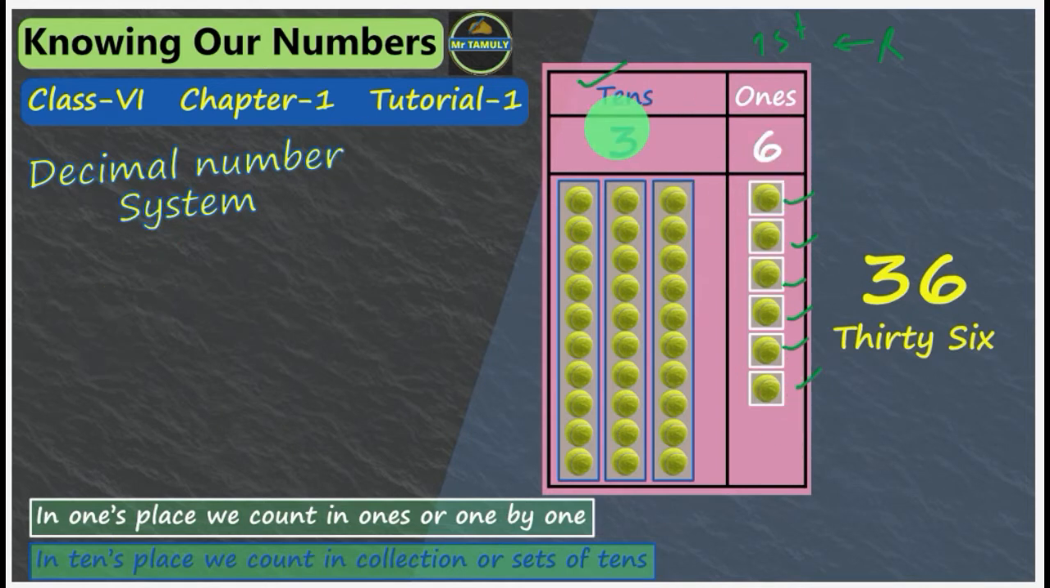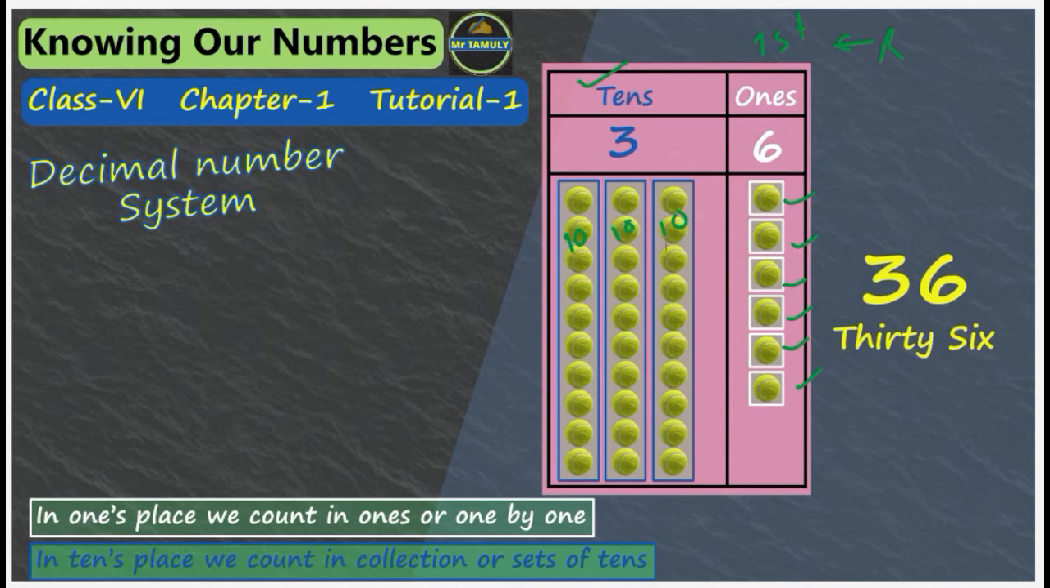Likewise, in tens place, we count in sets of tens. Here in the image, you can see for the digit 3, we have got 3 blue boxes, and each box contains 10 tennis balls each. So here we have got 10 tennis balls, and likewise in the other two boxes also. So the thing to know here is that in tens place we count in sets of tens.